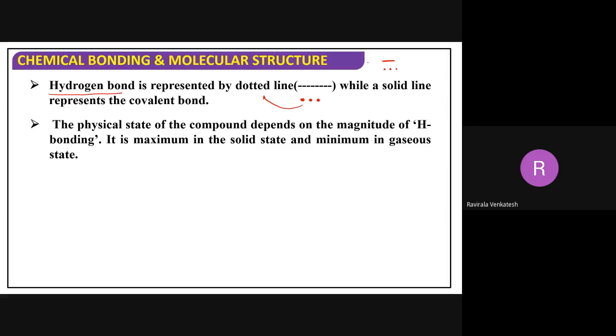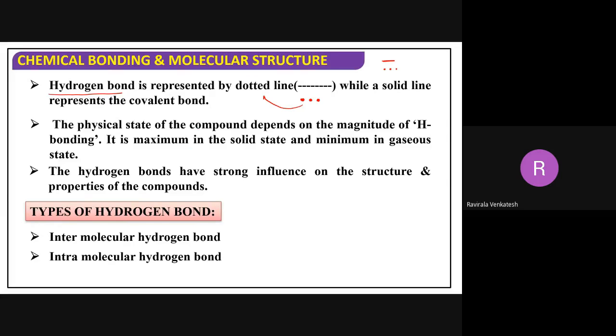Okay. Now, the physical state: generally when you have hydrogen bonding, the molecules compress together. So a gas will convert into a liquid, and a liquid will convert into a solid. When you observe ice, it has strong hydrogen bonding, and it is solid in nature.